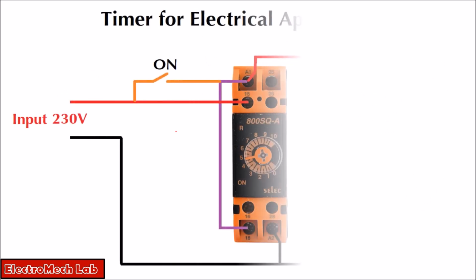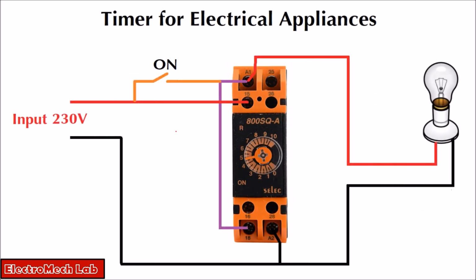This is the circuit diagram for our application. As I told you earlier, we will be using 4 terminals of this timer. One is A1 and A2, which are for powering up this timer. And 15 and 18 are our NO connection, meaning the relay NO connection.